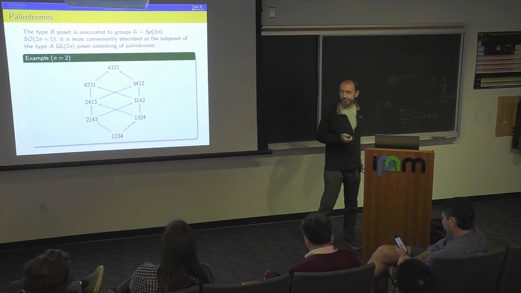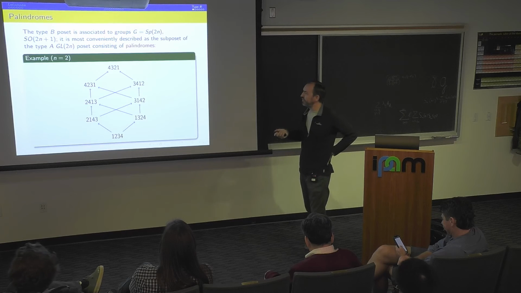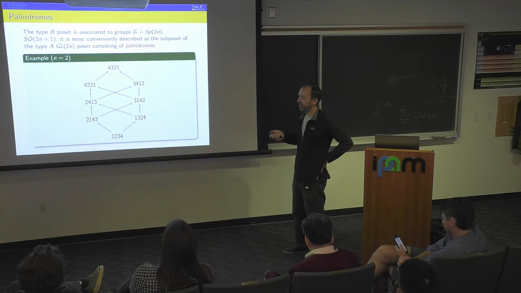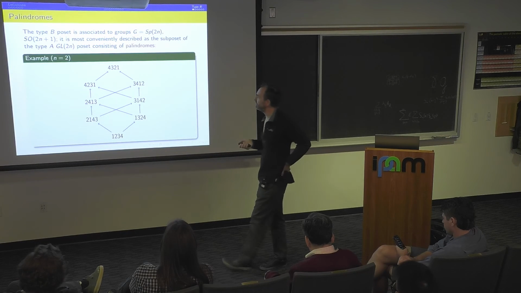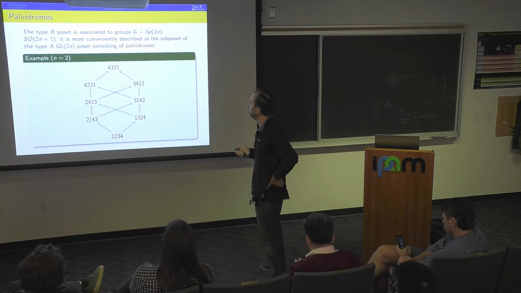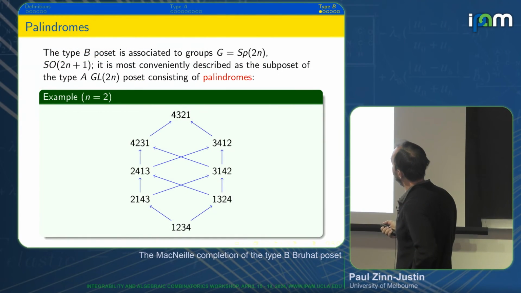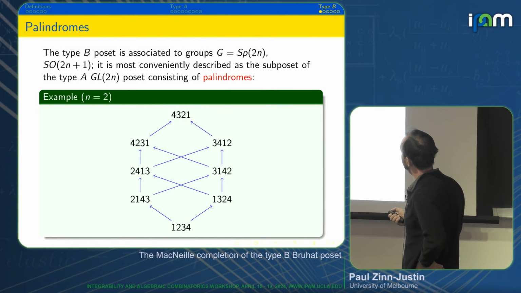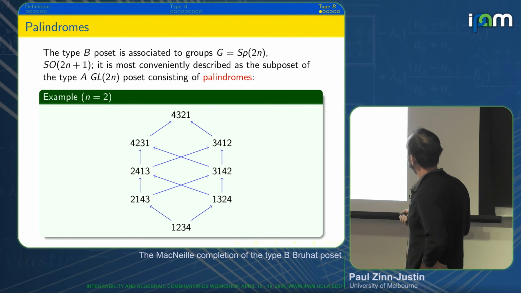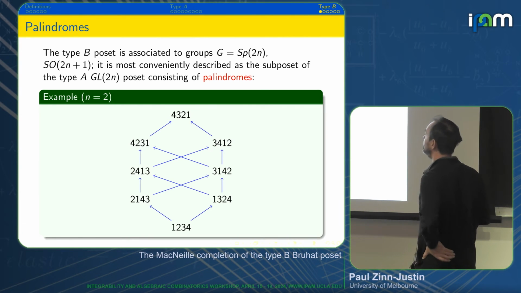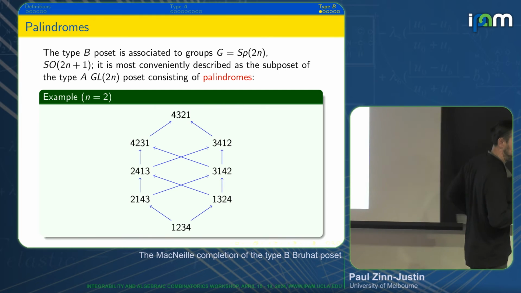And so you get a new poset. It is new in the sense that some of these arrows weren't there before, so the covering relations look different, but it's just a subposet. I've given to you the first non-trivial example, which is n equals 2, which has 8 elements.